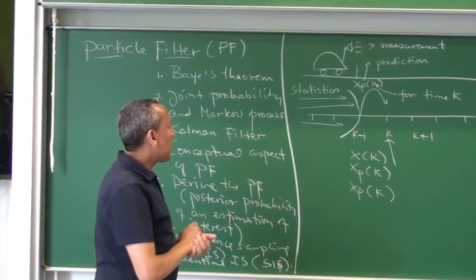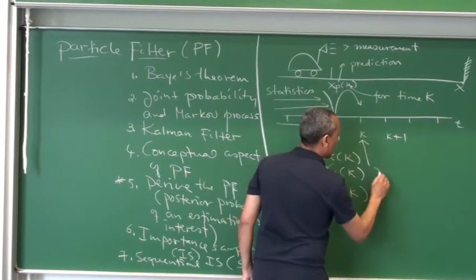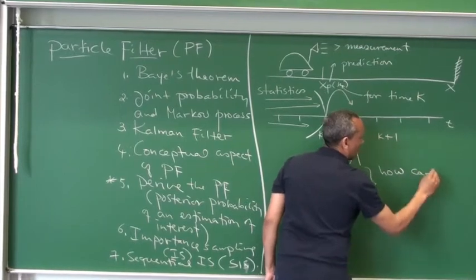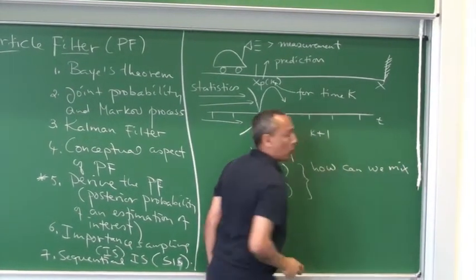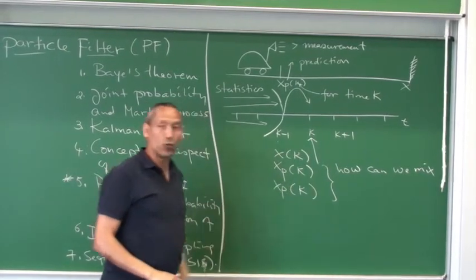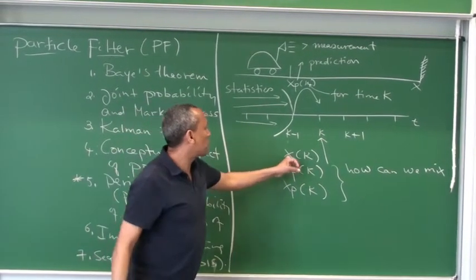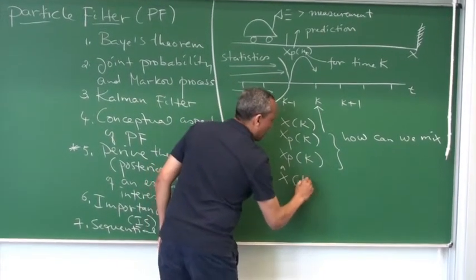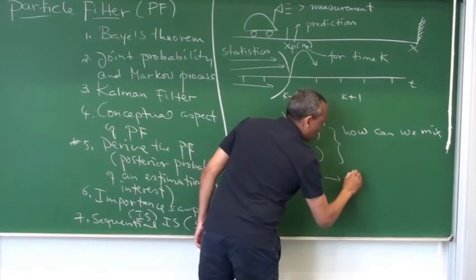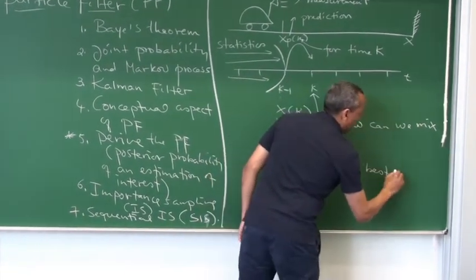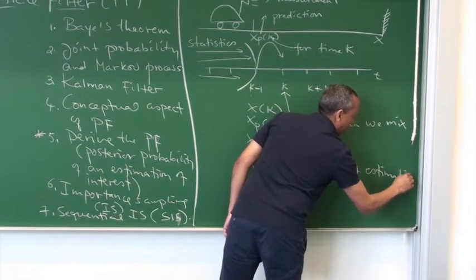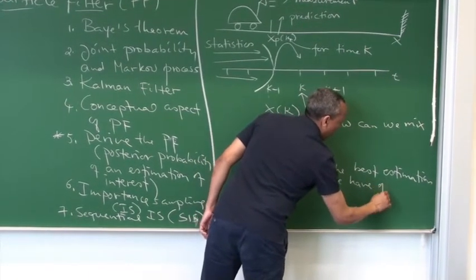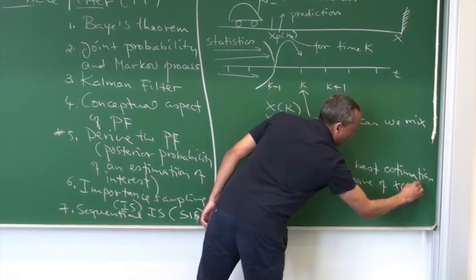Now the question is, how can we mix these two, or take advantage of these two, to get the best approximation of x of k? The best approximation we call x hat of k. So this is the best estimation we have of x of k.